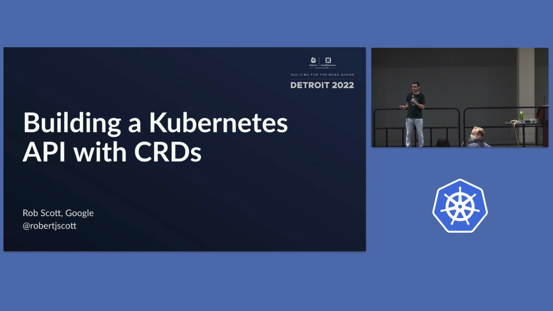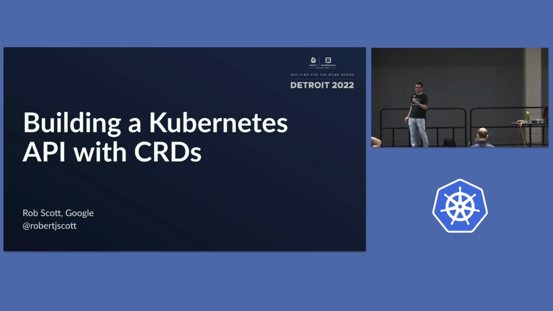Today I'm going to be talking about building a Kubernetes API with CRDs. My name is Rob. As you may have guessed, this is going to be all about Gateway API and the lessons we learned along the way. Gateway API is one of the first official Kubernetes APIs that's trying to be built with CRDs, and we are learning a lot along the way.